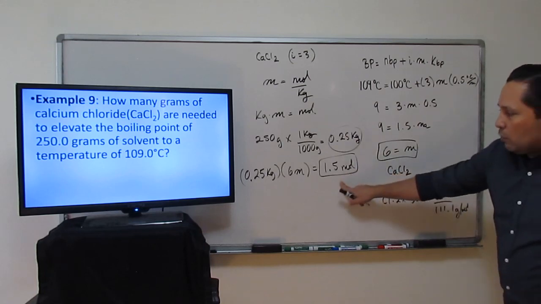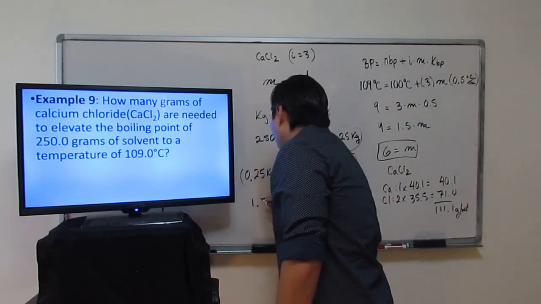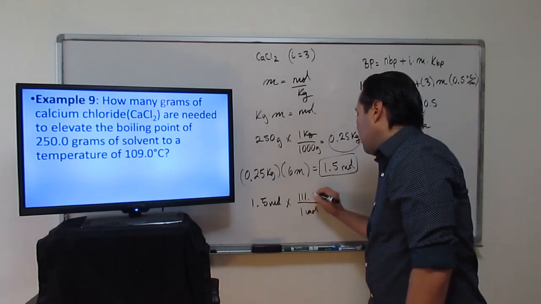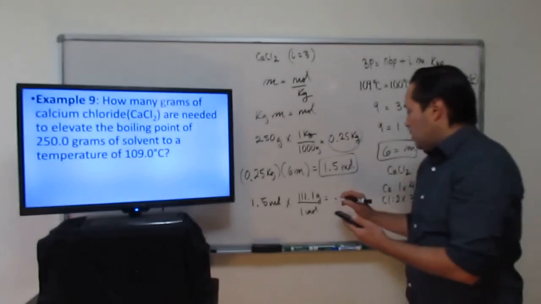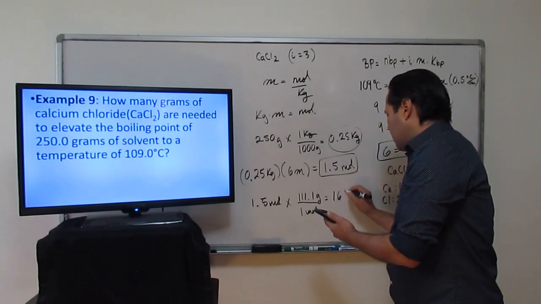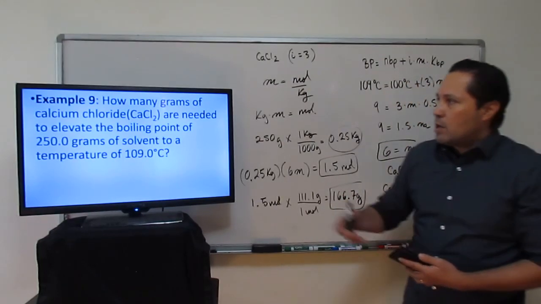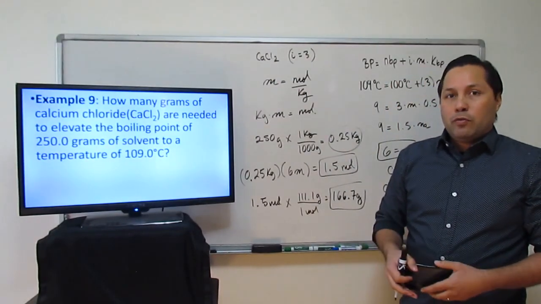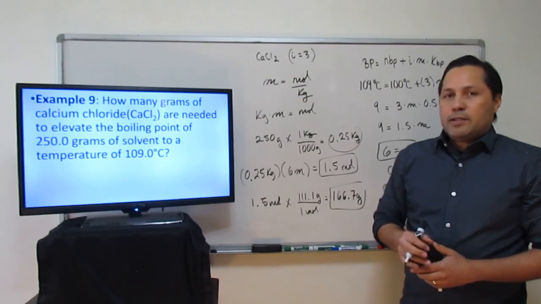So we're going to use that. Now we need to change the 1.5 moles to grams. So it'll look like this: 1.5 moles. For every 1 mole, there's 111.1 grams. So we plug that into the calculator, and we get the answer, which, rounding it up a little bit, is 166.7 grams. So you would need 166.7 grams of CaCl2, calcium chloride, dissolved in 250 grams of solvent, so that we can get an elevated boiling point of 109. That takes care of example number 9.